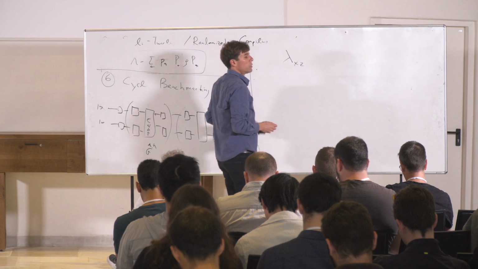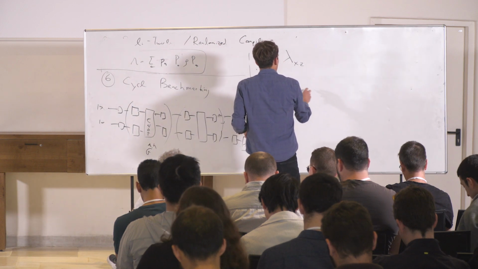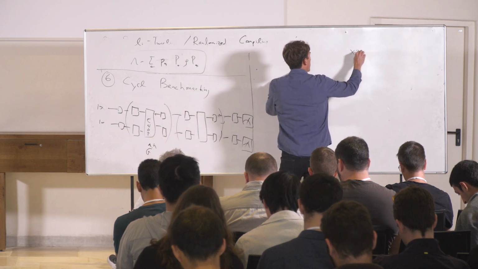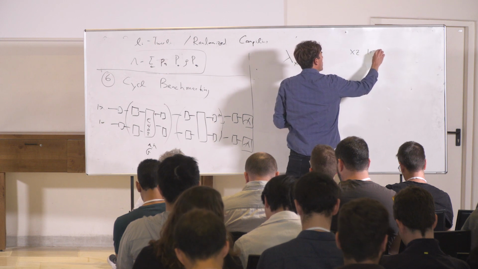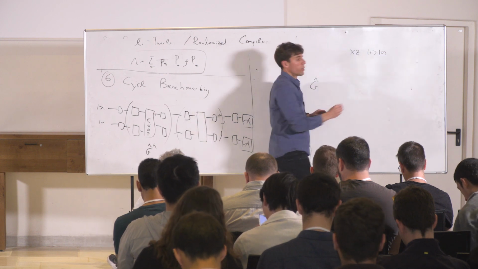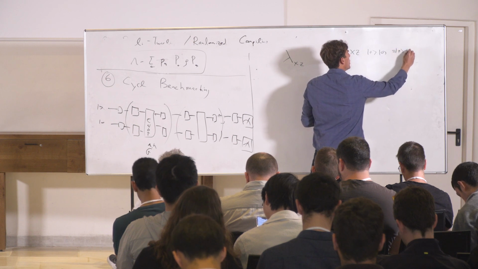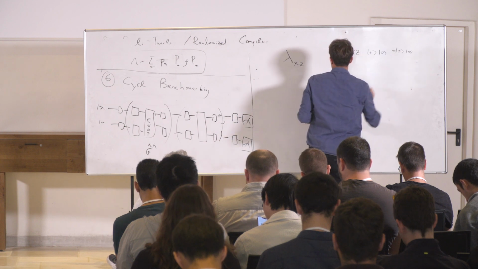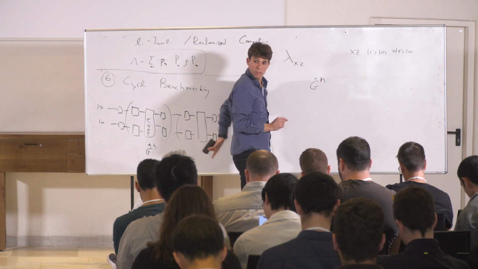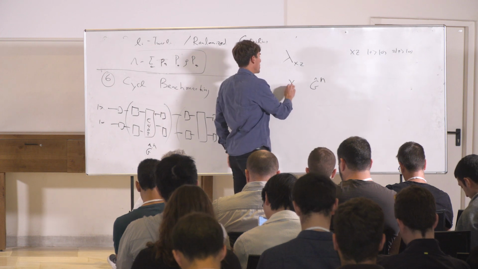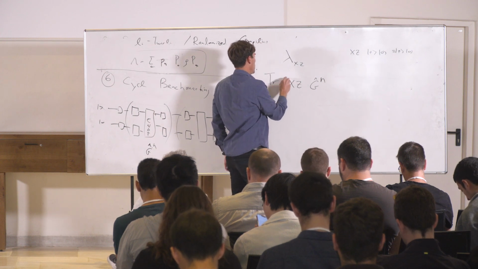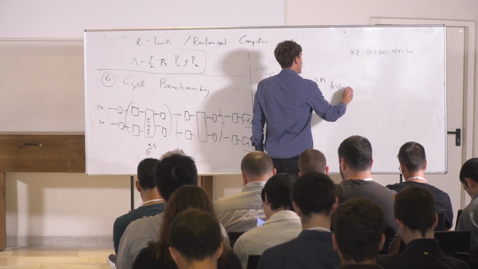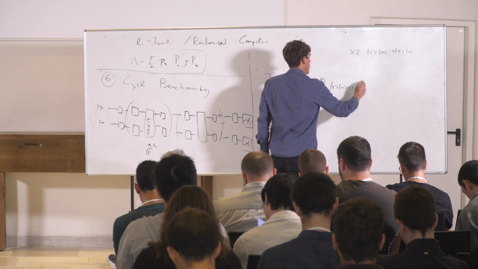So what do I do? I'm going to prepare a plus eigenstate of xz. And then I'm going to apply my G n times, as I wrote there. And then I'm going to measure the expectation value of xz.